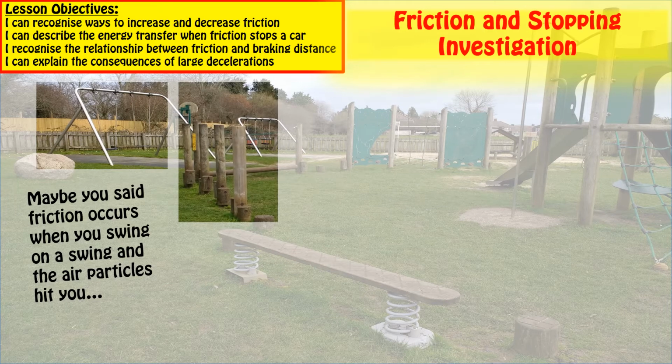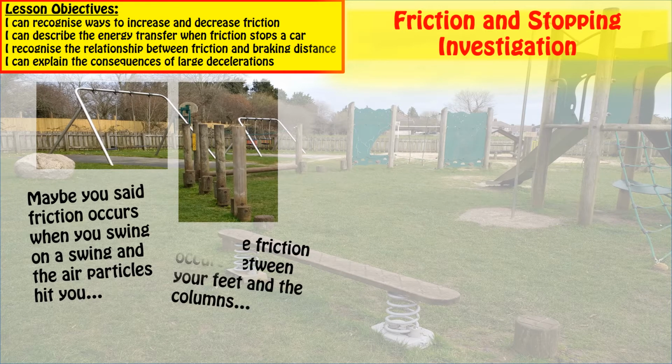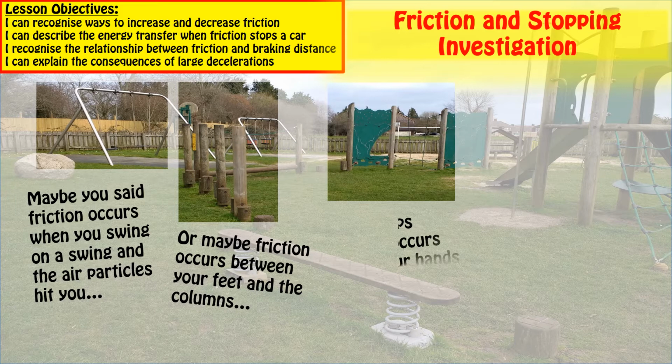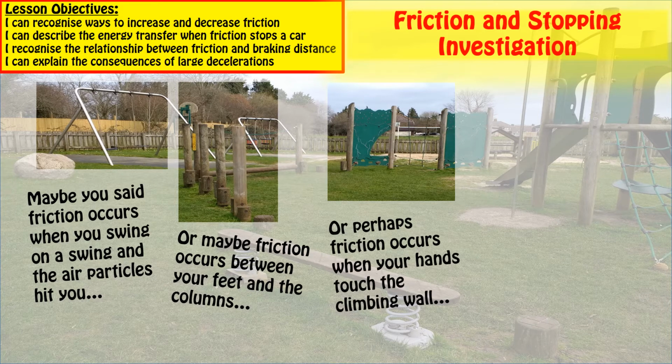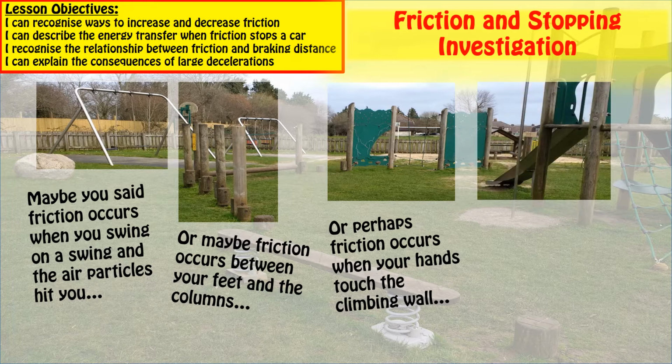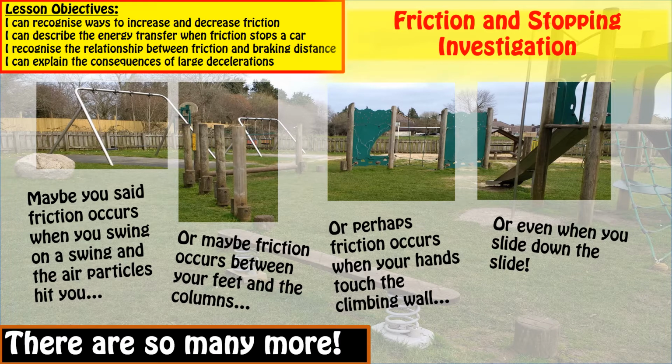The second one I thought of was perhaps your feet and the stepping columns. So I thought perhaps there might be some friction there. The third is over on the climbing wall. So there's friction between your hands and the climbing wall when you touch them or when you pull yourself up. And the last one is over on the slide. There's friction between you and the slide itself when you slide down the slide. Perhaps you thought of lots of others, so well done if you did.